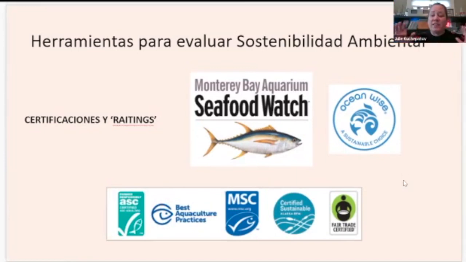So this discussion around certification and ratings could take all day, but I will just simplify it to say that certifications are an assessment of the fishery, and you get to use this logo on your package.